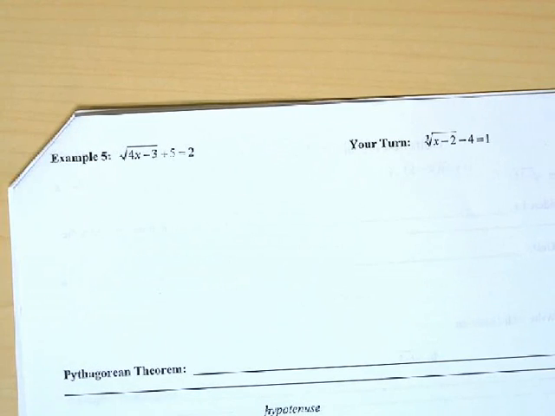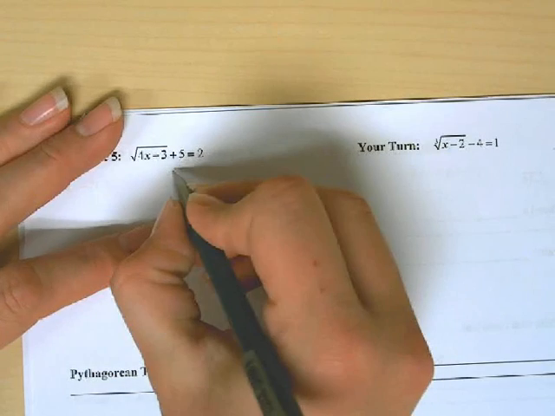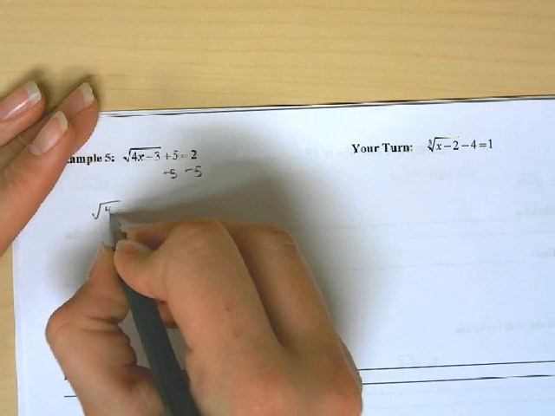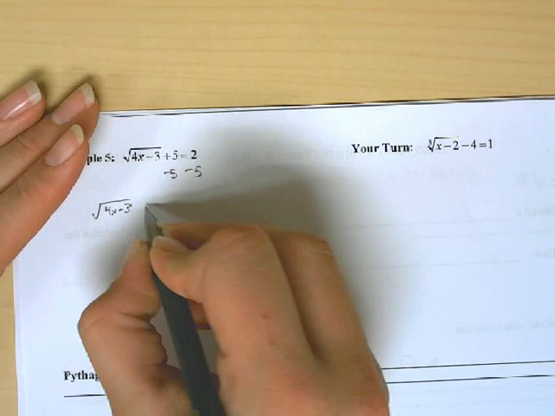All right, we got a couple more here on the next page. Okay, so example 5, same sort of thing. So here we go. I'm going to subtract my 5 over because I got to isolate my square root. So 4x minus 3 is equal to negative 3.